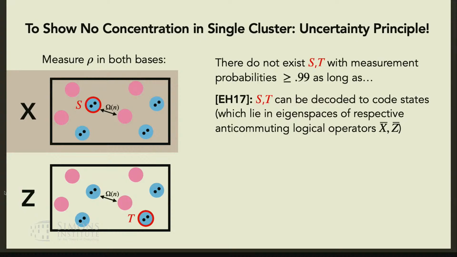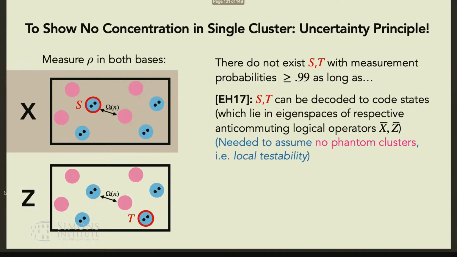Specifically, we need all the points in S and all the points in T to each be decodable down to true code states that are logically equivalent to each other. So for this reason, they need to assume that there are no phantom clusters, because for all these true clusters around true code states, there's a natural decoding algorithm you could come up with: just decode this entire cluster down to one of the true code states in that cluster.